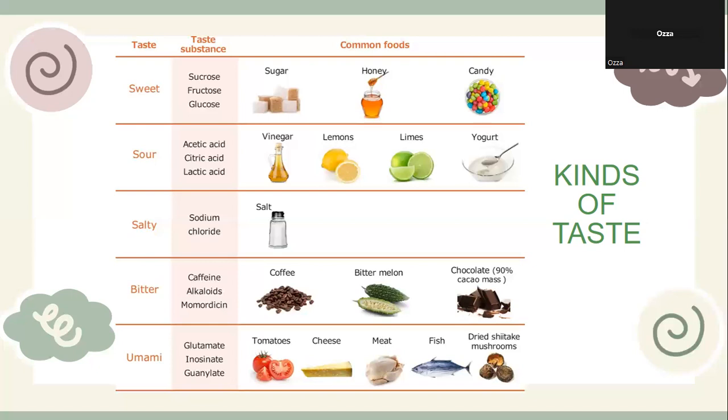The next is chocolate. The original chocolate or pure chocolate has a bitter taste. And then umami is a little bit the same as savory, but we will learn about savory later. Umami is gurih. Examples of umami food are tomatoes, cheese, meat, fish, and dried shiitake mushrooms.